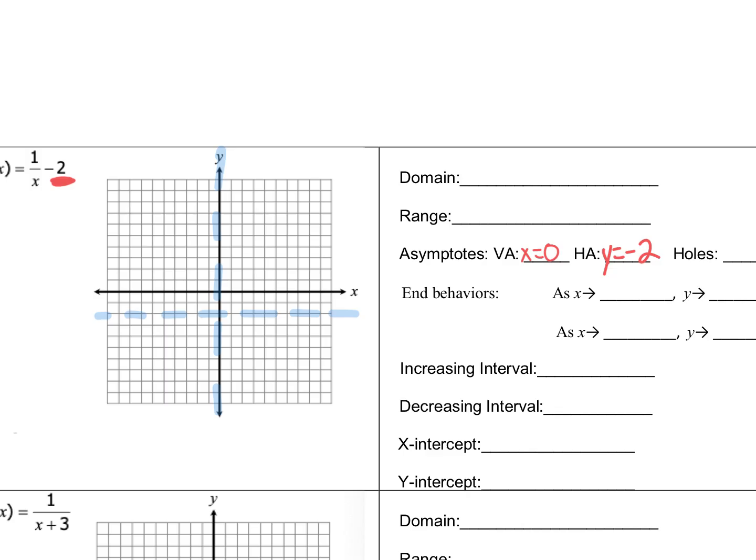Give me a couple. 0.5, 0. Let's try to get 2 on each piece. 1, negative 1. So now I'm going to sketch this. I've got 2 real points, so that gives me an idea. Give me 2 points on the other piece. Negative 1, negative 3. Give me one more.